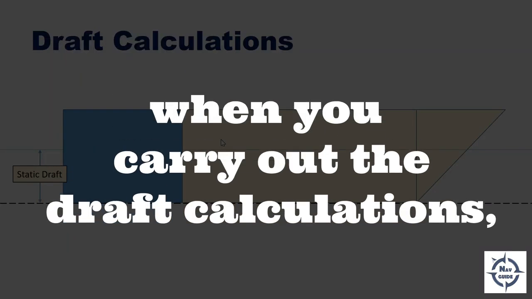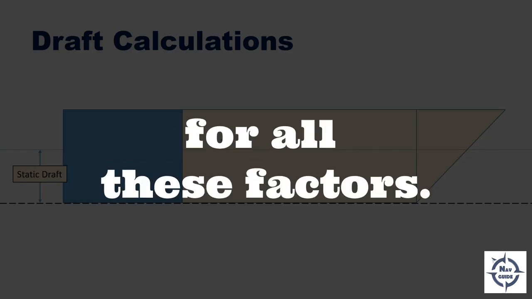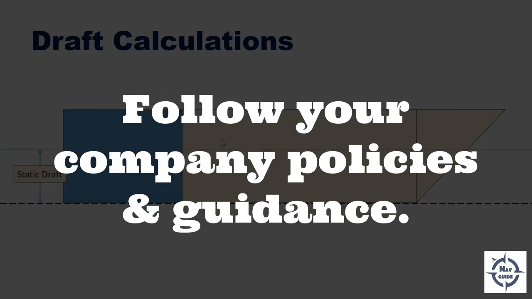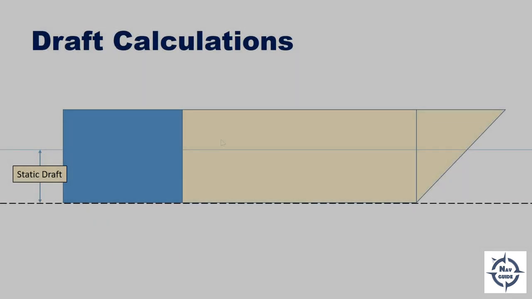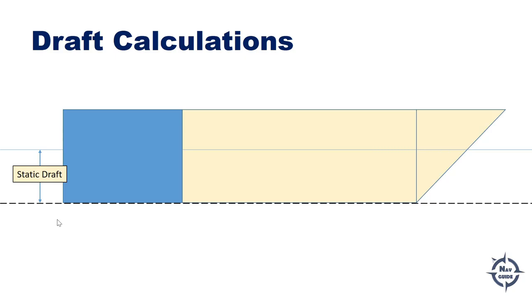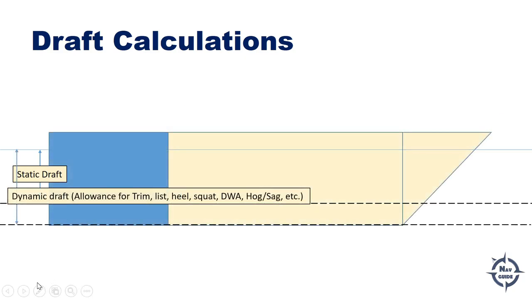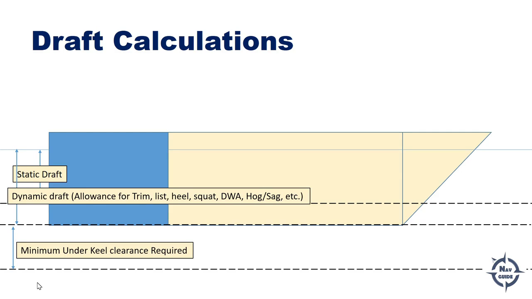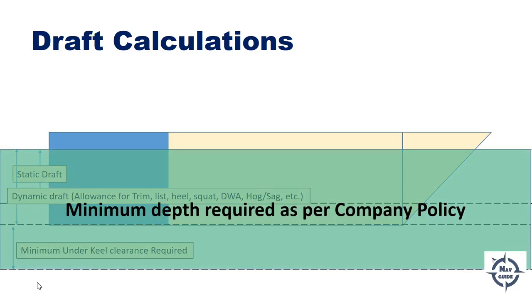So the bottom line is, when you carry out the draft calculations, you need to allow for all these factors. Your company manuals, the navigation manual would give you a guidance on which factors to allow. Once you allow for these factors, what you get is the dynamic or calculated draft of the ship. To this draft, you must add the minimum underkeel clearance which is required by your company. It may be 10% or any other figure depending on your company requirements. When you add the minimum underkeel clearance required to the maximum calculated draft or dynamic draft, what you get is the minimum depth of water which you need to navigate safely as per your company policy.